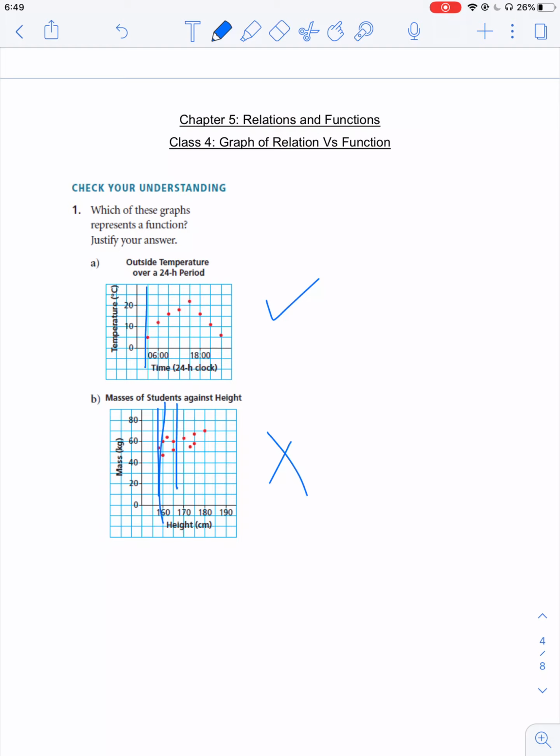You don't have to list out every single place where it fails. As soon as it fails once, that is it, okay? So this is not a function because it failed the test at one point. Once it fails the test at one specific point, then that's it. You don't have to check everything. But if it passes the test, then it has to pass the test at every single point, as you can see over here. Okay, so this is good. I hope the vertical line test makes sense.